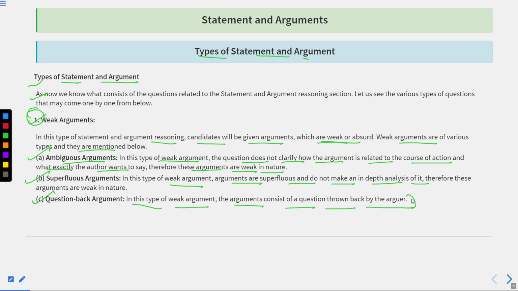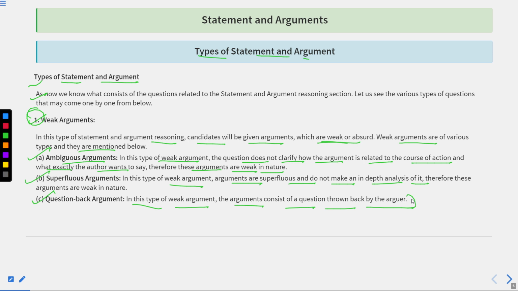An ambiguous argument. The argument which I gave at the very start of our lecture series, where I gave you an example that the mobile phones are doing nothing, but are just a source of distraction for the students, is ambiguous, which is not somehow related to the question that has been put forward. So ambiguous arguments are considered to be weak arguments.